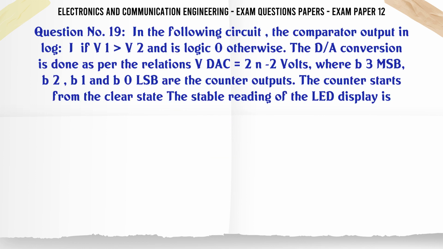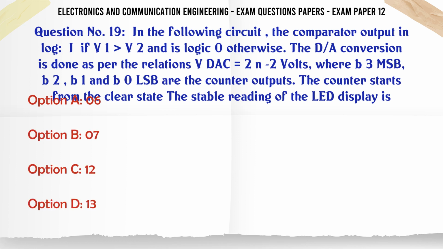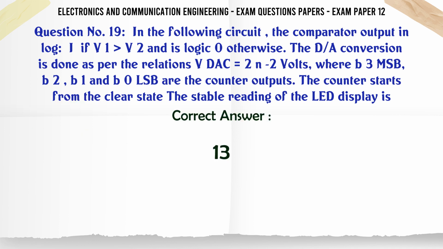In the following circuit, the comparator output is logic 1 if V1 V2 and is logic 0 otherwise. The DA conversion is done as per the relations VDAC 2 N 2 volts, where B3 MSB B2 B1 and B0 LSB are the counter outputs. The counter starts from the clear state. The stable reading of the LED display is A06, B07, C12, D13. The correct answer is 13.